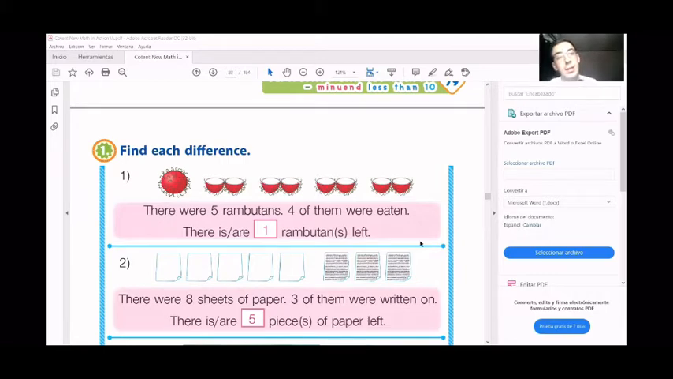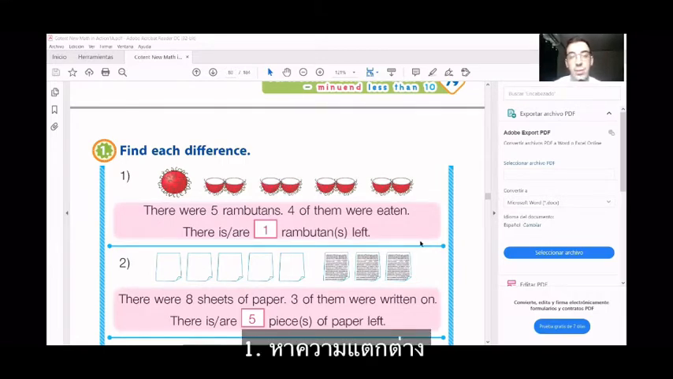Perfect. And here we have to find each difference. Page number 80, exercise number 1. We have two small exercises. Okay, and let's start with the first.